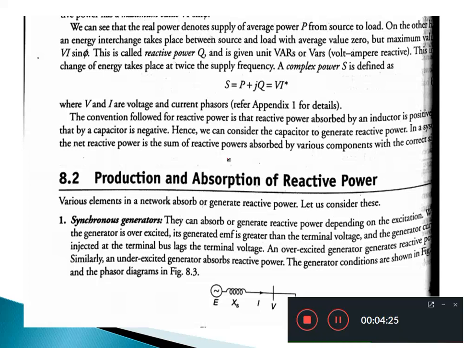During over excitation, it produces the reactive power to the system, as shown in the figure, that is, the generator reactance, and we have to use this reactance, that is, the voltage.